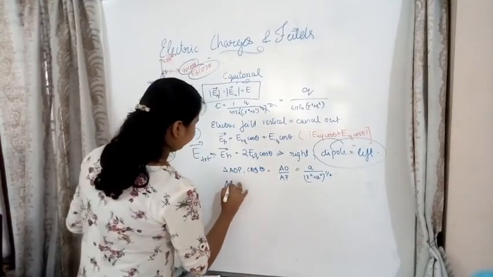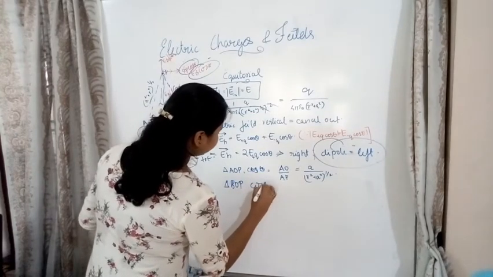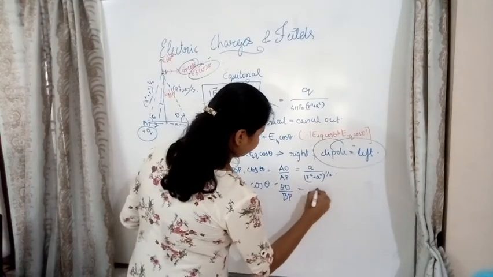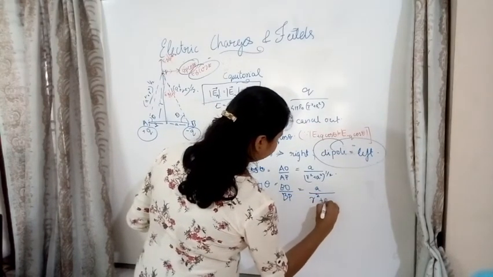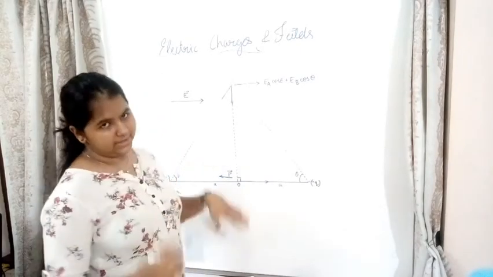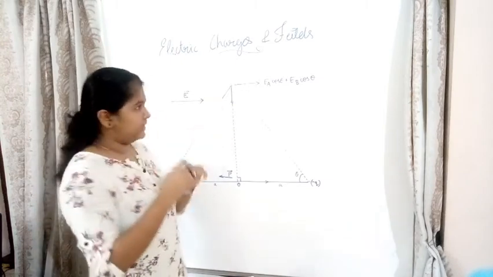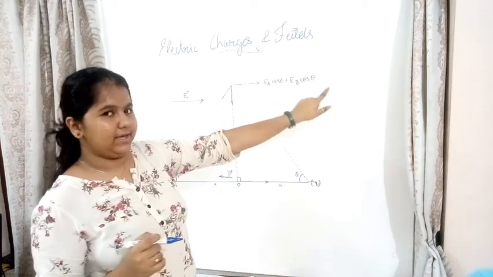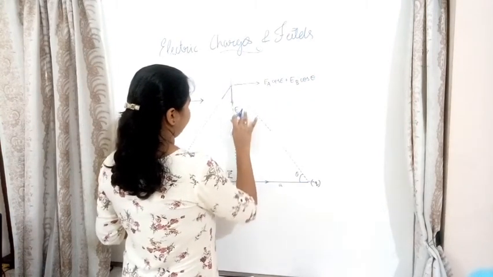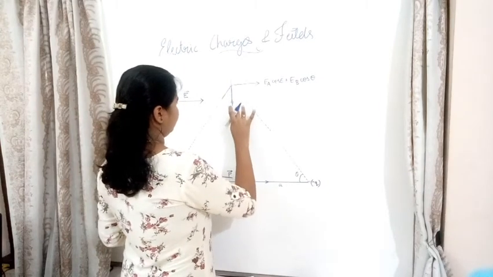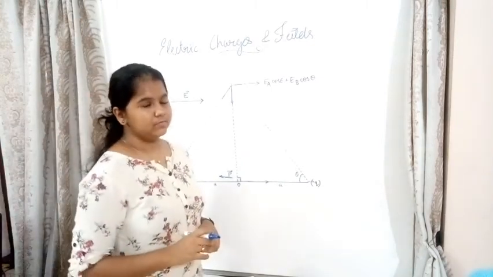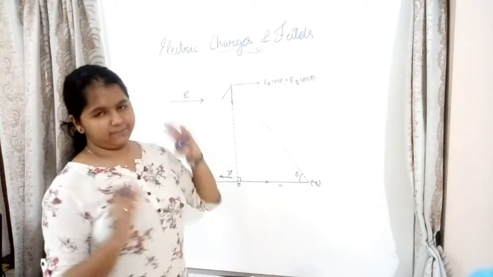So let's take triangle BOP. Cos theta is equal to BO by BP. That's equal to A divided by R square plus A square the whole raised to 1 by 2. So I just made the diagram much clearer and bigger. Now I'll show you once more. This is E A cos theta and E B cos theta. This diagram is drawn much clearer for your better understanding.